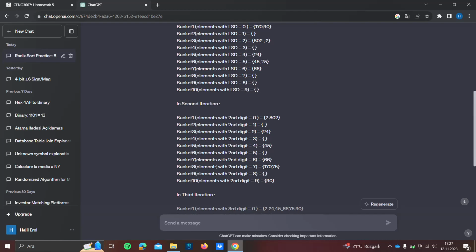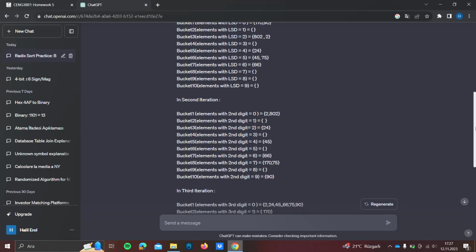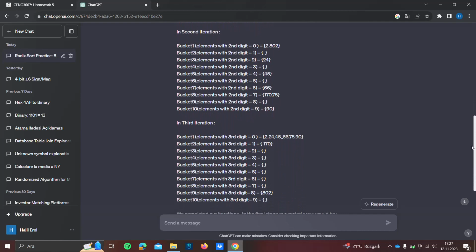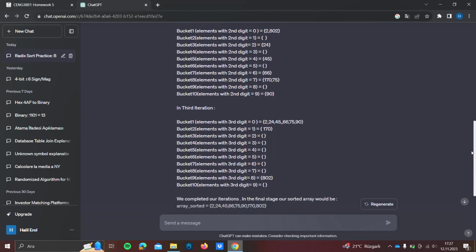In bucket 7, elements with second digit equals 7, which is 170 and 75. In bucket 8, we are putting elements with second digit equals 8, which is again an empty bucket. In bucket 9, we are putting elements with second digit equals 9, which is 90 only. And we're done with our second iteration too, and we move on to the third iteration.